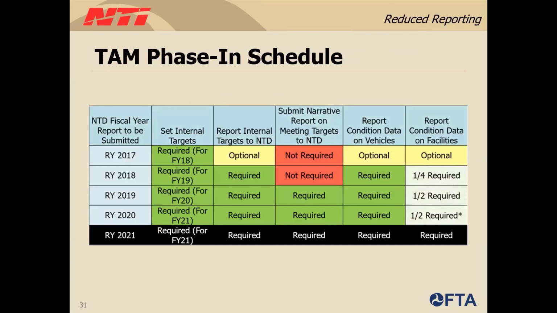This slide is a reminder of the TAM phase-in schedule. As mentioned, this is the final year of the first cycle, so all elements you see listed here are required to be reported to the NTD. Please note there's a typo on the last row under the second column for setting internal targets. For report year 2021, setting internal targets should read required for fiscal year 22.